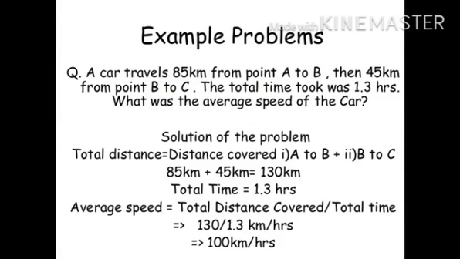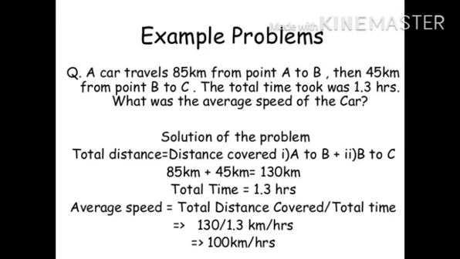Now see, I will explain this average speed with the help of an example. Now the question is, a car travels 85 km from point A to B, then 45 km from point B to C. The total time taken was 1.3 hours. What was the average speed of the car?